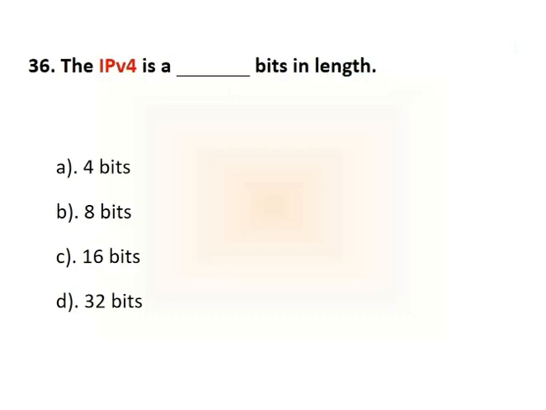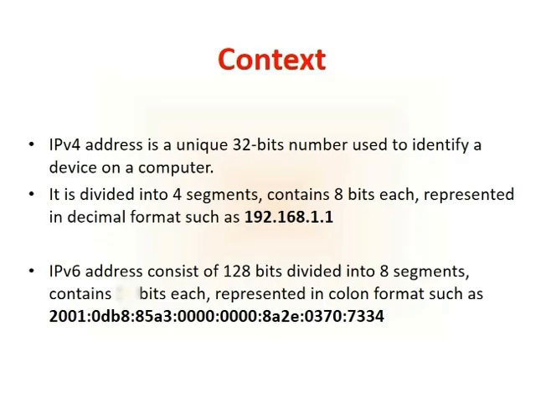The IPv4 is a dash bit in length. Option number D, 32 bits. Here, an IPv4 address is a unique 32-bit number used to identify a device on a network. It is divided into 4 segments containing 8 bits each, represented in decimal format, while IPv6 addresses consist of 128 bits divided into 8 segments, containing 16 bits each, represented in colon format.